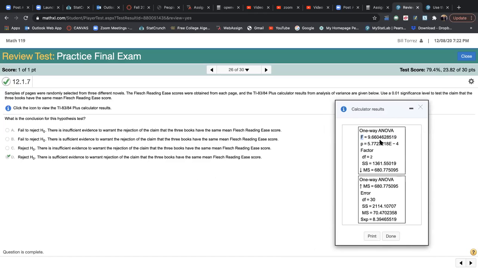And again, because F, like chi-square, is a right tail test, we see that the p-value is very small, close to 0. So we would reject the null hypothesis, and we would conclude that the data provides sufficient evidence to warrant rejection of the claim that the three books have the same mean Flesch Reading Ease score. Okay.